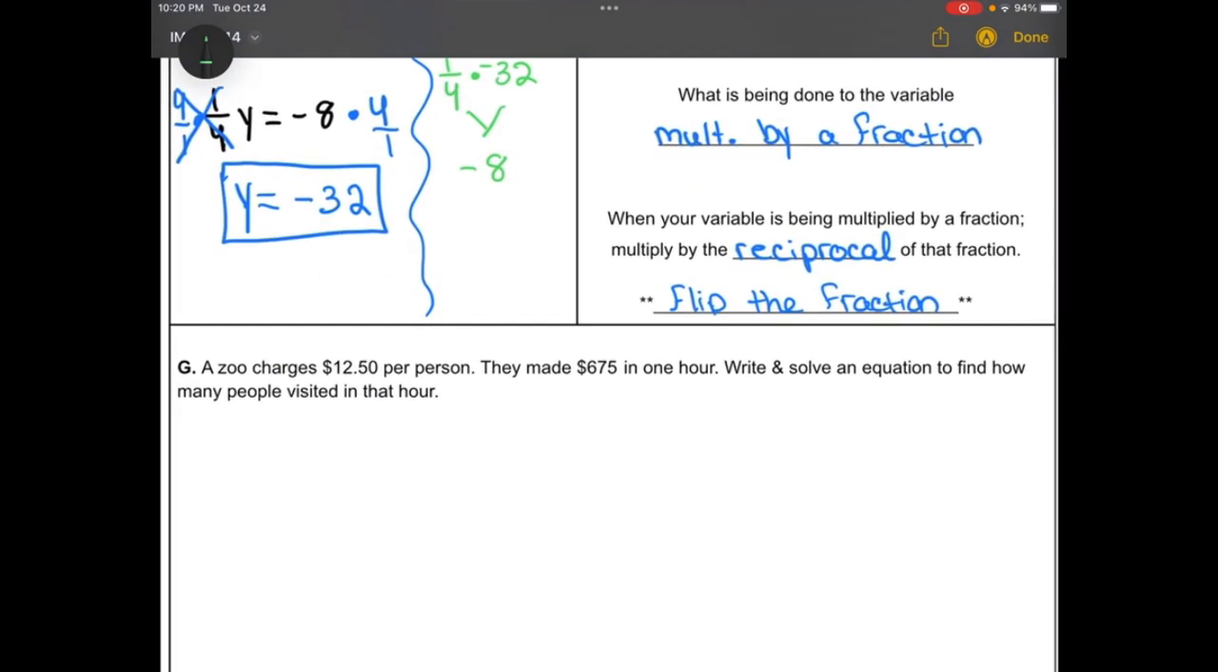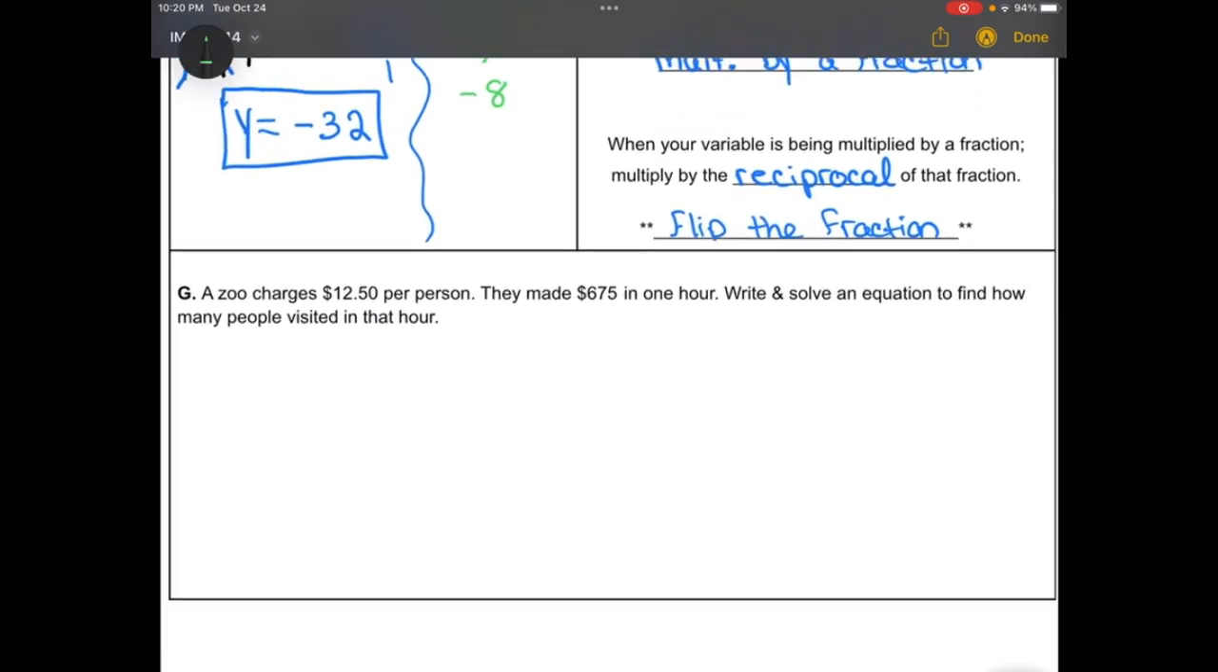Okay, last example. Example G. A little word problem. A zoo charges $12.50 per person. They made $675 in 1 hour. Write and solve an equation to find out how many people visited in that hour.